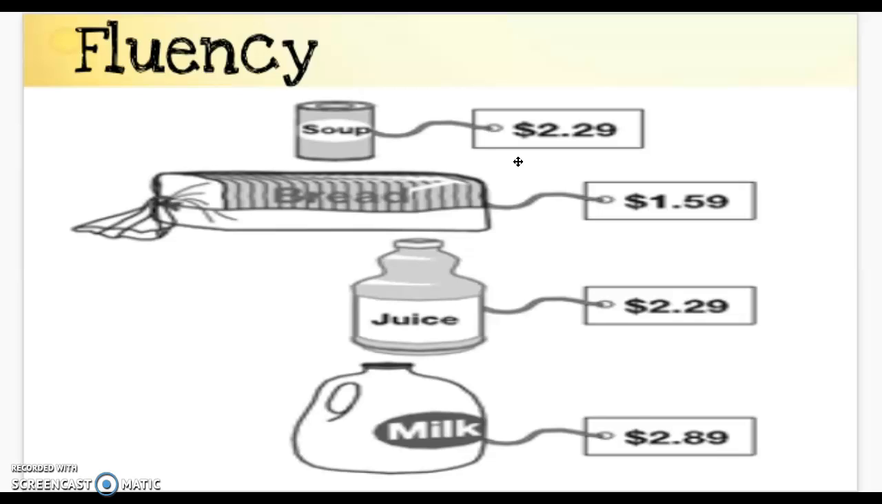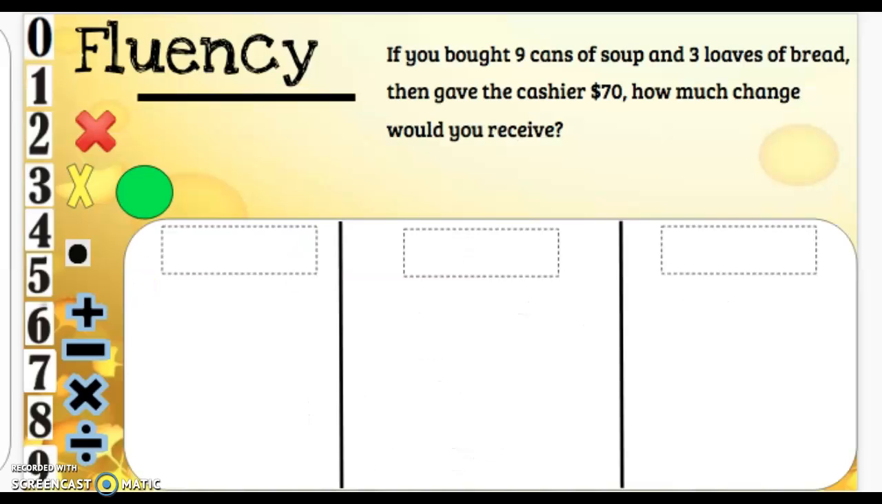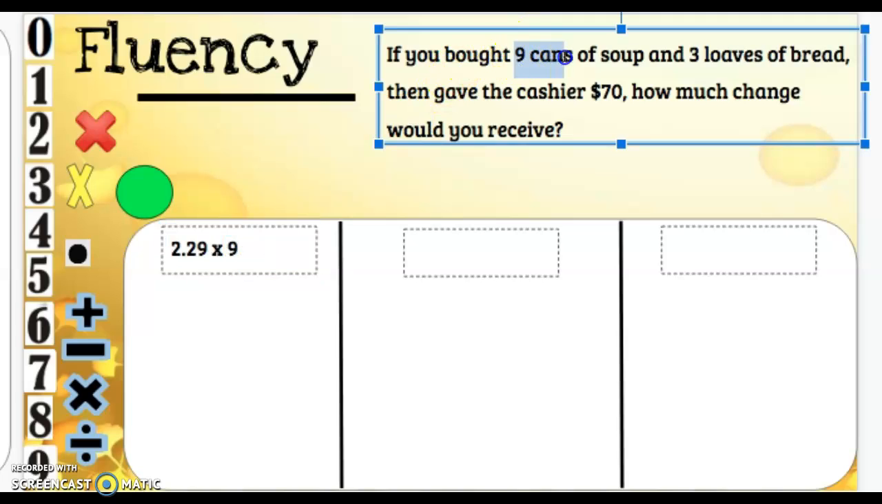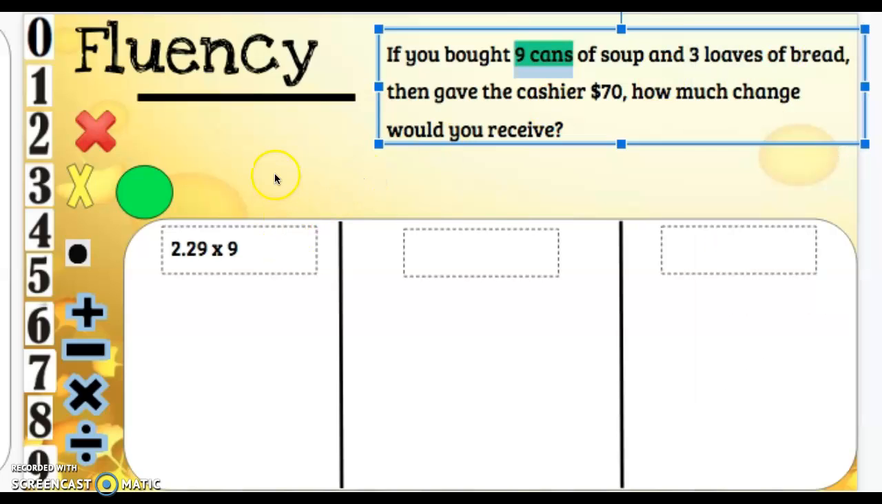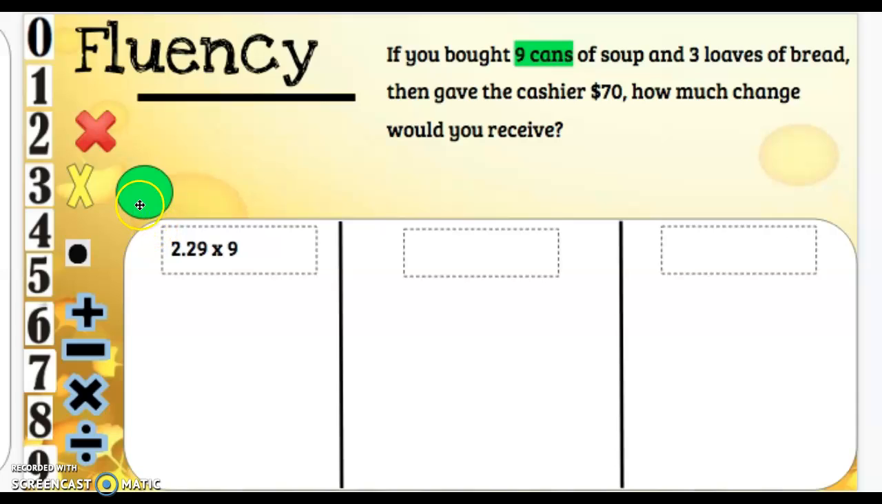But we learned previously in the weeks that repeated addition is the same thing as multiplication. So if we're going to do repeated addition, we're going to do multiplication to make it easier so we're not writing as many numbers out. So you're going to do 229 times the 9 cans we're getting. Okay, so that being said, now we have a simple multiplication problem here.